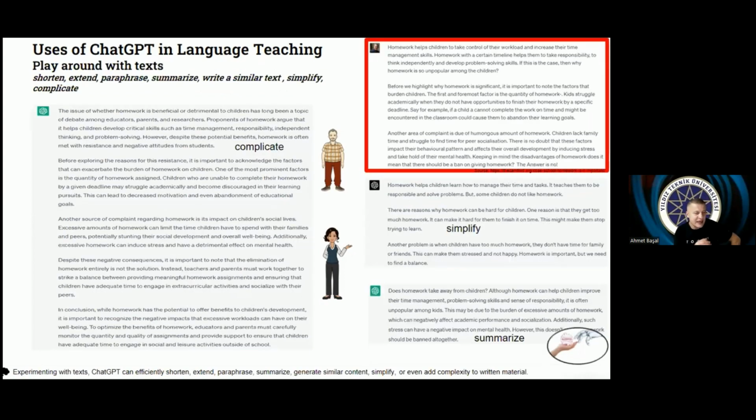The next one is it's really very easy for ChatGPT to play around with text. ChatGPT can shorten, extend, paraphrase, summarize, write a similar text, simplify or complicate the text. So this is the text I put on ChatGPT, and this is the simplification for a lower level. This is the summarization of it. And this is the complication. Maybe you can use this for upper level students. So, I'm repeating myself, but ChatGPT is really good at playing around with text.